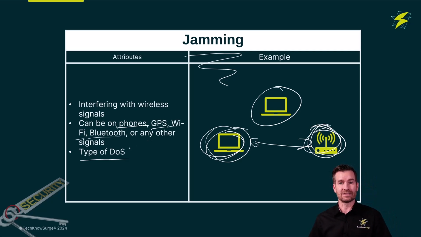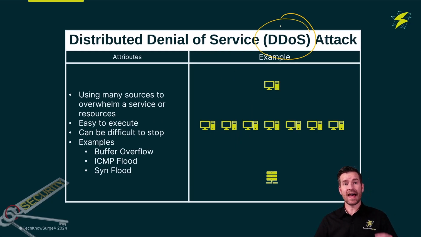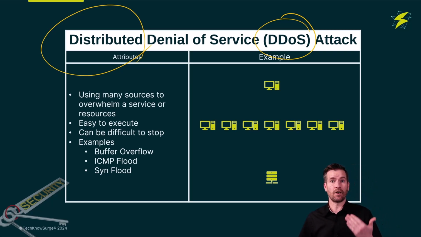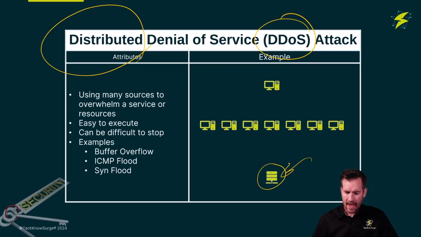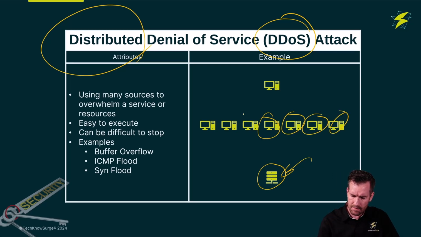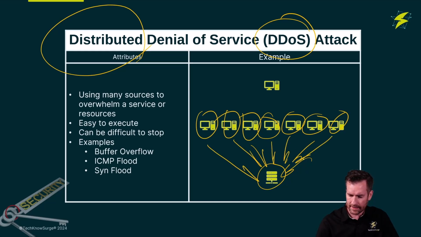A DDoS attack is a type of denial of service attack. It's a distributed denial of service attack. The idea is that you have multiple machines launching the attack to overwhelm some sort of service or resource. So in this example, let's say we have a web server, and it's not just one machine, but many machines launching a flood of requests, whether it's an ICMP request or TCP request or some sort of web page request or whatever it is, flooding this server so it can't send out legitimate traffic.